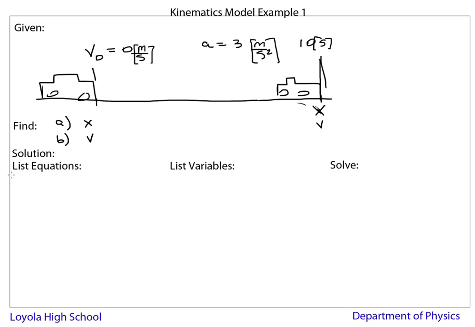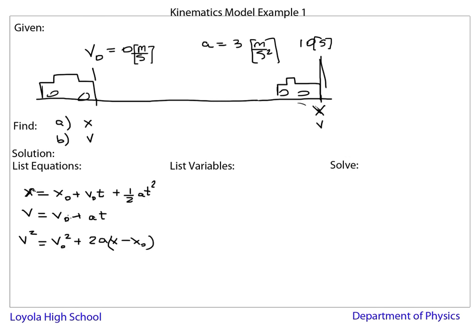So for a kinematic type problem, we have a straightforward format. In the solution part, there are 3 steps. First is a list of equations. Our first equation is x equals x0 plus v0 times t plus 1/2 a t squared. Then v is equal to v0 plus a t, and v squared is equal to v0 squared plus 2a times x minus x0. So I list all 3 equations every time. I don't try to figure out anything at this point. I'm just listing. This is accounting work, making sure I have everything there.